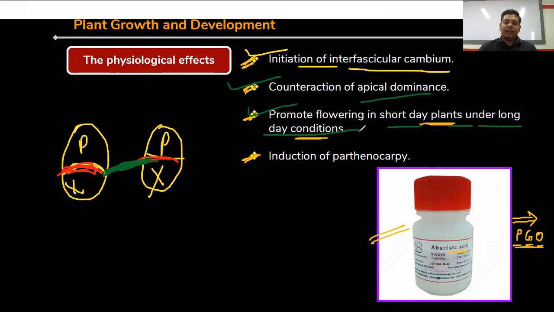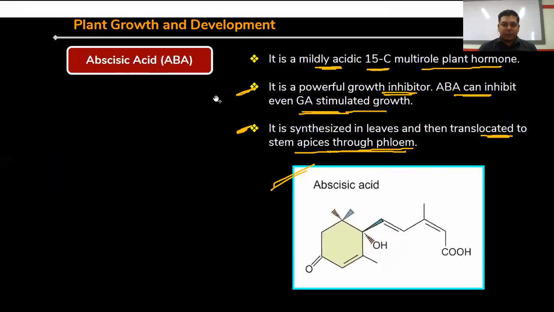Counteraction of apical dominance promotes flowering in short day plants under long day conditions. So in case of cytokinin, they are also promoting the flowering process in short day plants under long day condition. Short day plants and long day plants we will discuss later in the photoperiodism topic. Induction of parthenocarpy: cytokinin is also involved in the formation of fruits without fertilization. Clear? That's all.